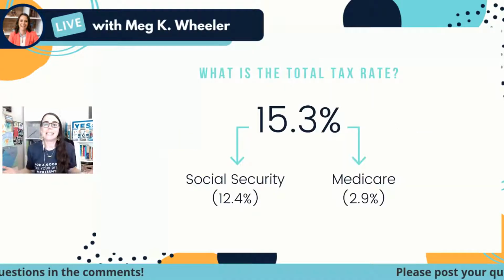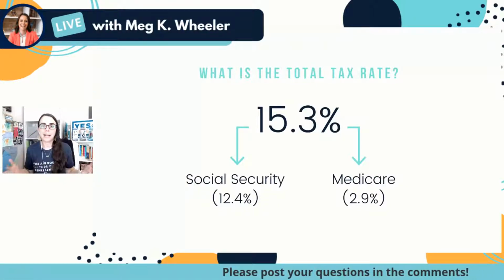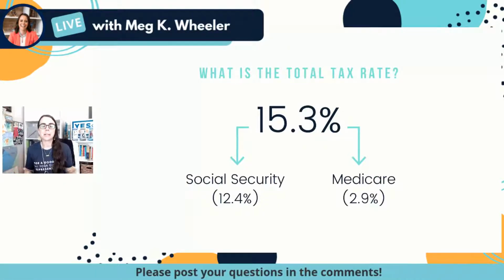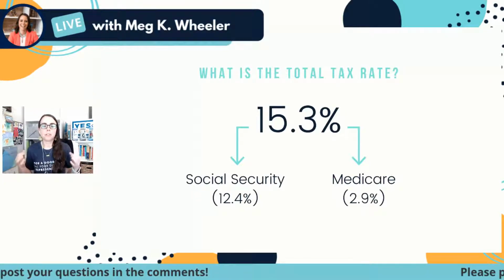Well, what actually is the tax rate? What do we got to pay? Tell me the details. So the self-employment tax rate right now, and has been the case for a very long time, is 15.3%. And it consists of two components.